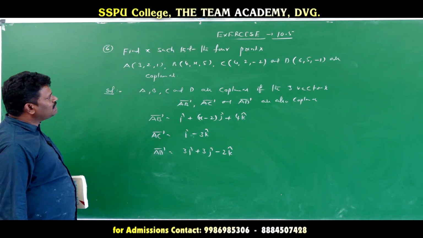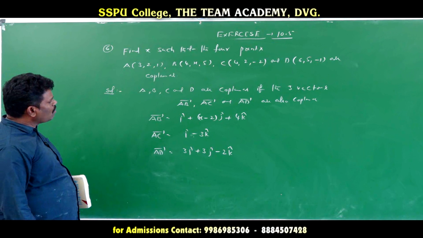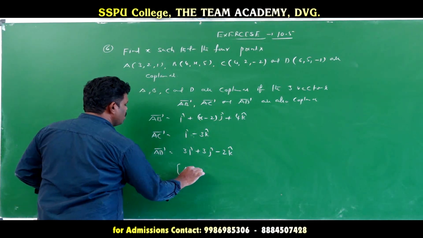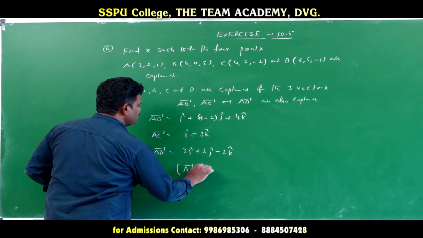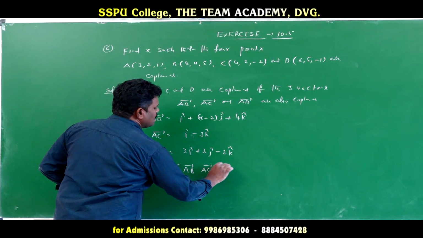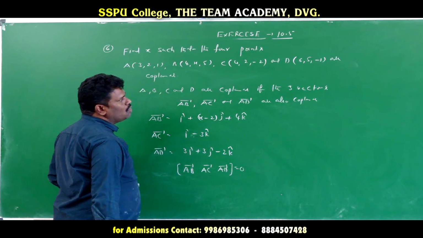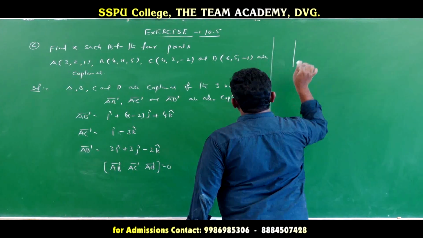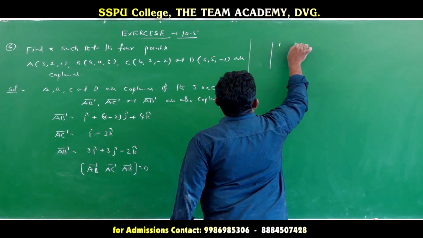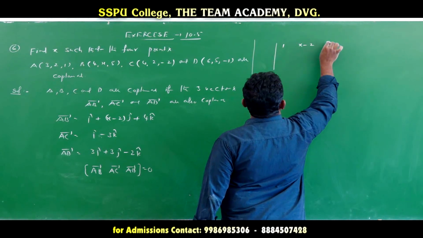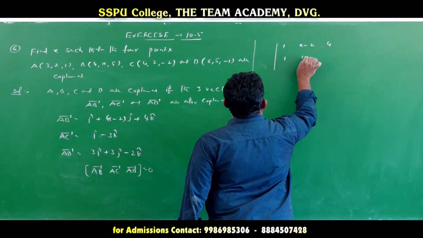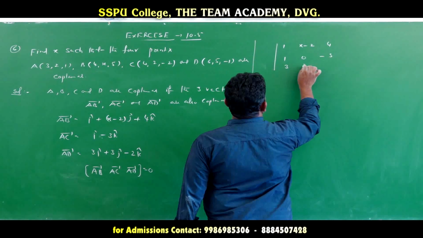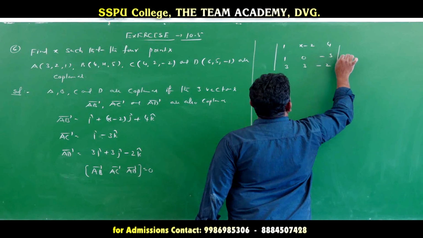Now here what is given? The 4 points are coplanar given, that's why the combination of the 3 vectors are also coplanar. So that's why what we did here: box of AB vector, AC vector and AD vector is equal to 0. So that means the determinant value is equal to 0. So this determinant, how much is it here? 1, x minus 2, 4; next 1, 0, minus 3; next 3, 3, minus 2, is equal to 0.